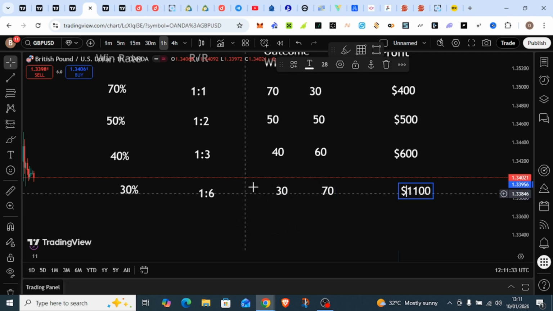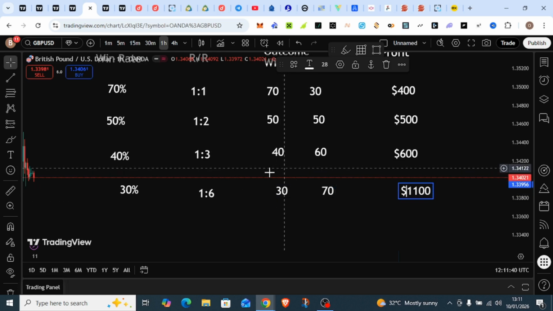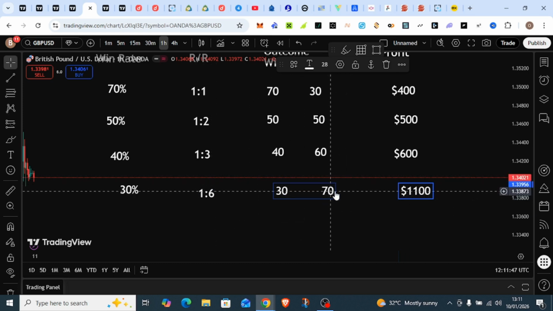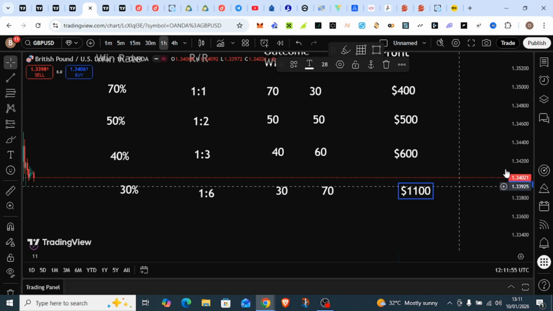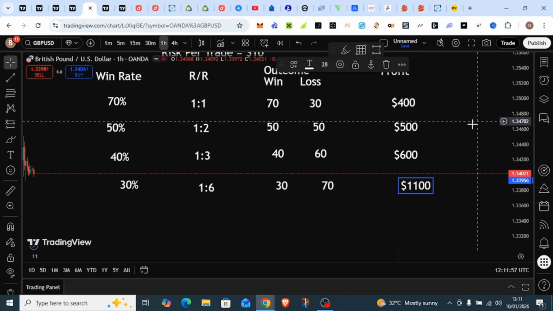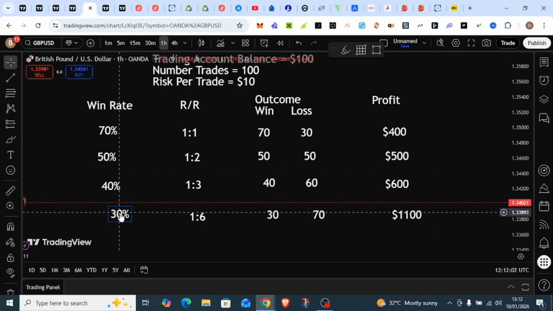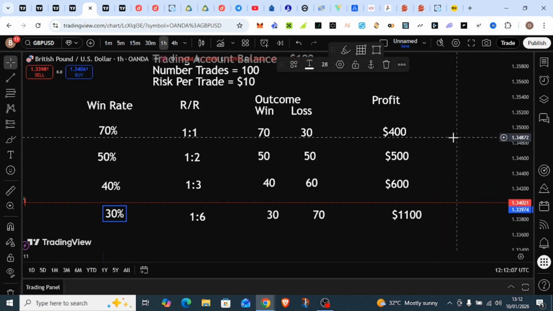If you risk $10 per trade and you win 30, 30 multiplied by 10 gives you 300, then you multiply it by 6, that's 1,800. You lost 70. 70 times 10 is 700. So 1,800 minus 700 gives you 1,100. So you've seen it now. Your focus should be on the profits, not actually the win rate. You can have a higher win rate and make lesser profits.